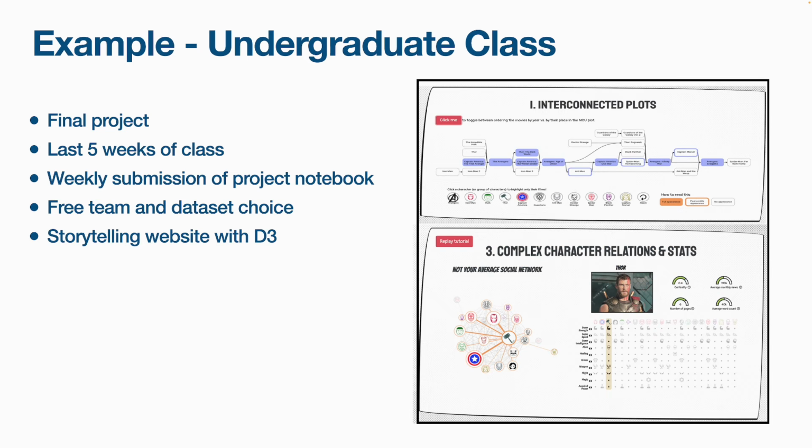The next example is a final project in our undergraduate class, where students work on a project of their choice in the last 5 to 6 weeks of class. They still follow the design sprint process, but now most of the work is done on their own outside of class. We still have weekly submissions to track their progress and provide timely feedback, but the final project is a lot more independent than the guided sprint. The result of a final project would be a storytelling website with D3. The first example that you can see here on the right is a project on characters in the Marvel universe and how they are interconnected.